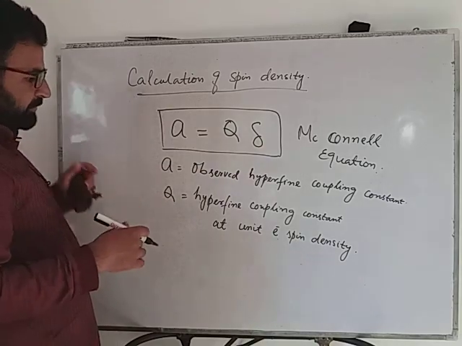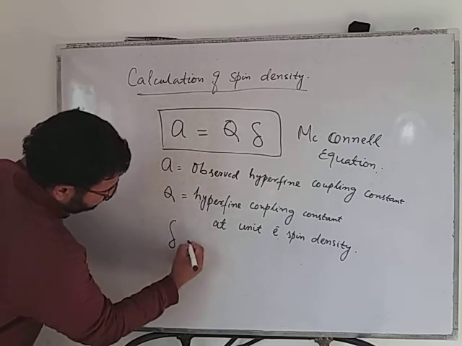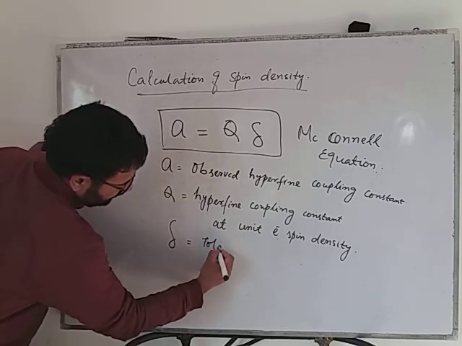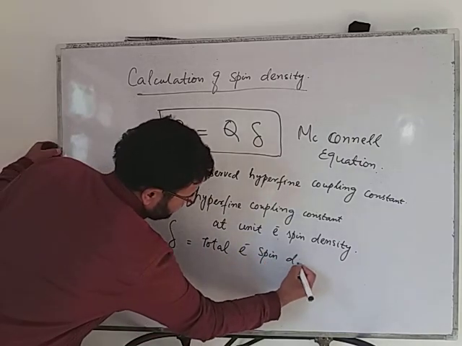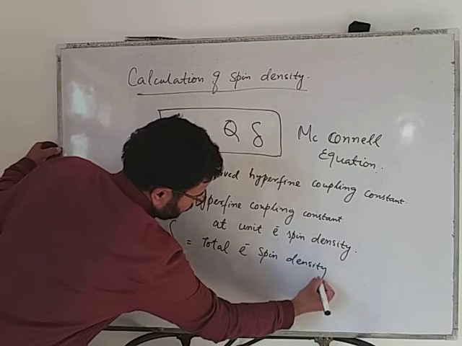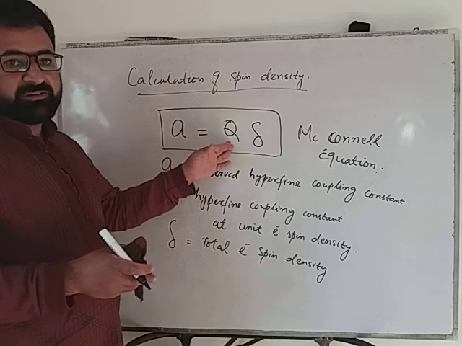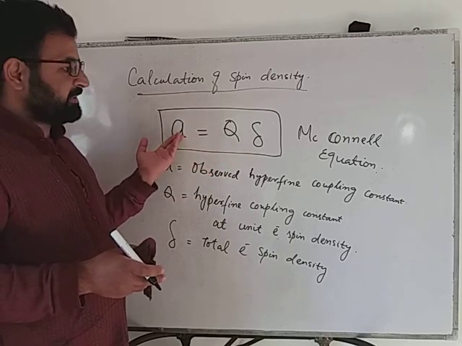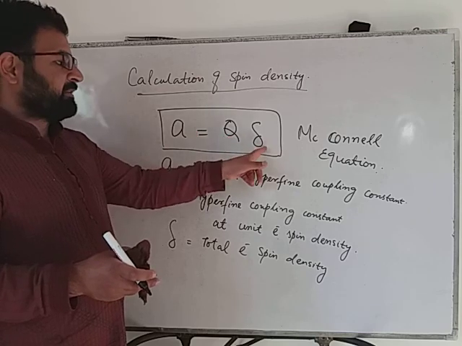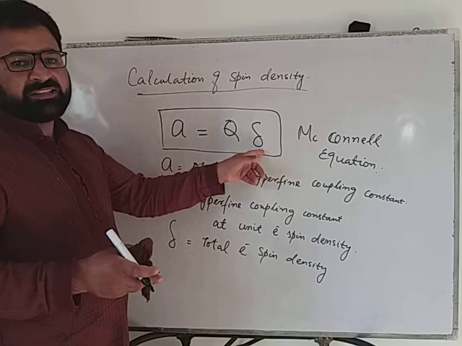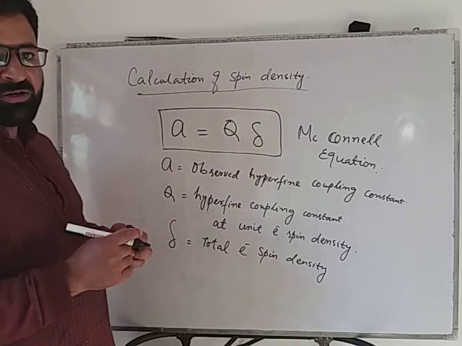Okay, fine. And here one more term is delta, that is the total electron spin density. So the total electron spin density can be calculated from this equation. If we know the hyperfine coupling constant and the hyperfine coupling constant at unit density, we can determine the electron spin density in a system which is active in EPR spectroscopy.